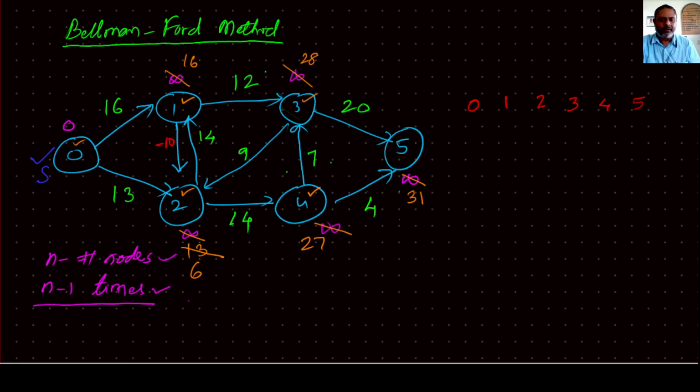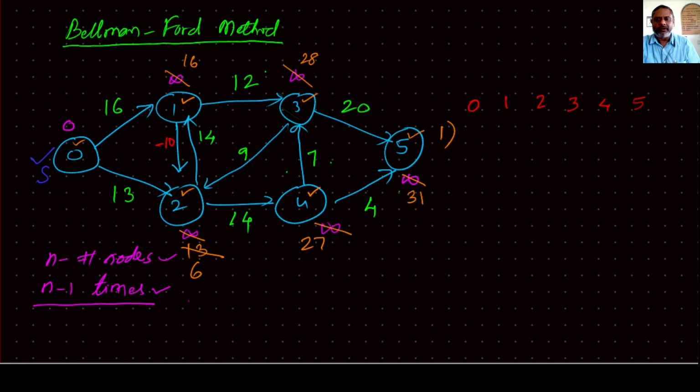From node 3 we can go to node 2. This is 28 plus 9, that is 37, but node 2 is already at 6, therefore no change is possible. Then we can go to node 5: 28 plus 20 is 48, but it is already 31, so no change is possible. From node 3, nothing can be updated. Finally, we come to node 5 and there is no outward journey, therefore node 5's work is also over. So we have reached the end of phase 1.